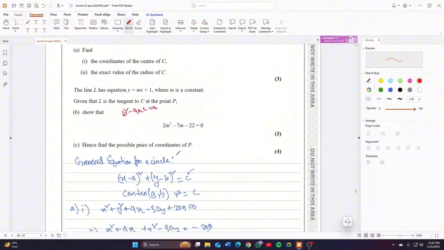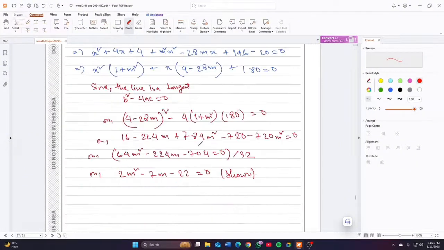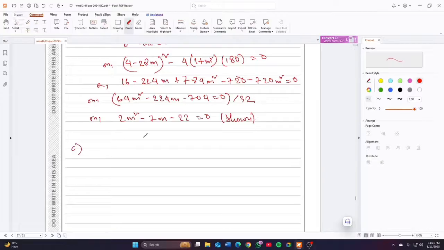Then for C, hence find the possible pairs of coordinates of P. Okay, so we have to find the coordinates of P. For that we need the value of m, right? So for C we solve this equation. Again m will be equal to minus b plus or minus root over b squared minus 4ac, all divided by 2a.